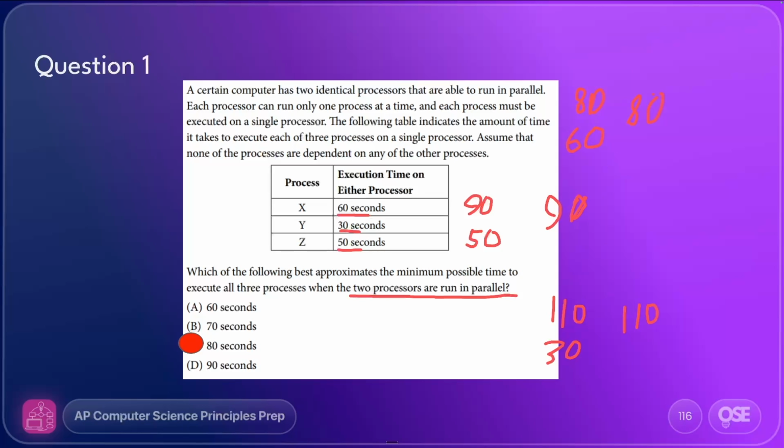So which one is the minimum? Well, it's the 80 over here. So that's why it's the answer. By adding any of them, it's not possible to get 60 seconds. So that's why the answer is 80. So when you just get the question, think logically, add them up, and see the process that we did and find the lowest amount of time. Next question.